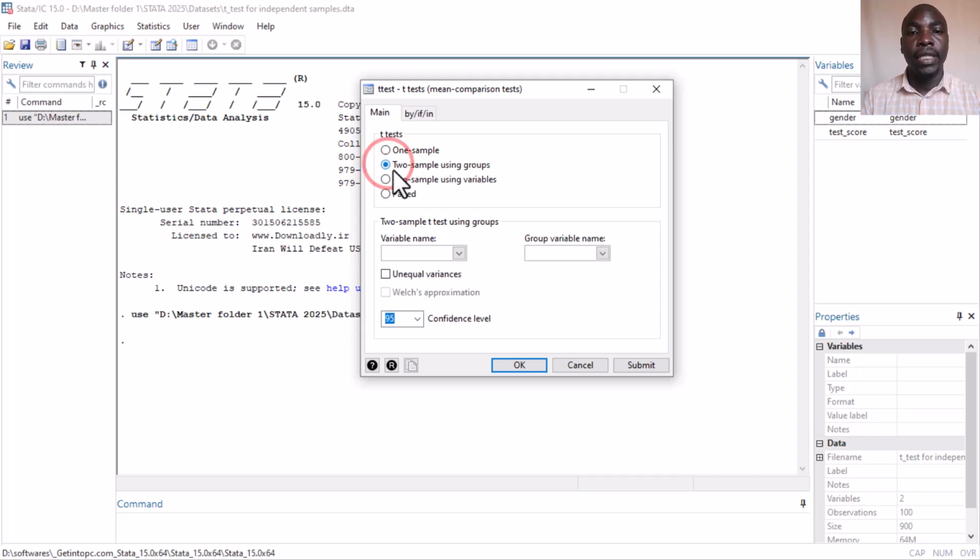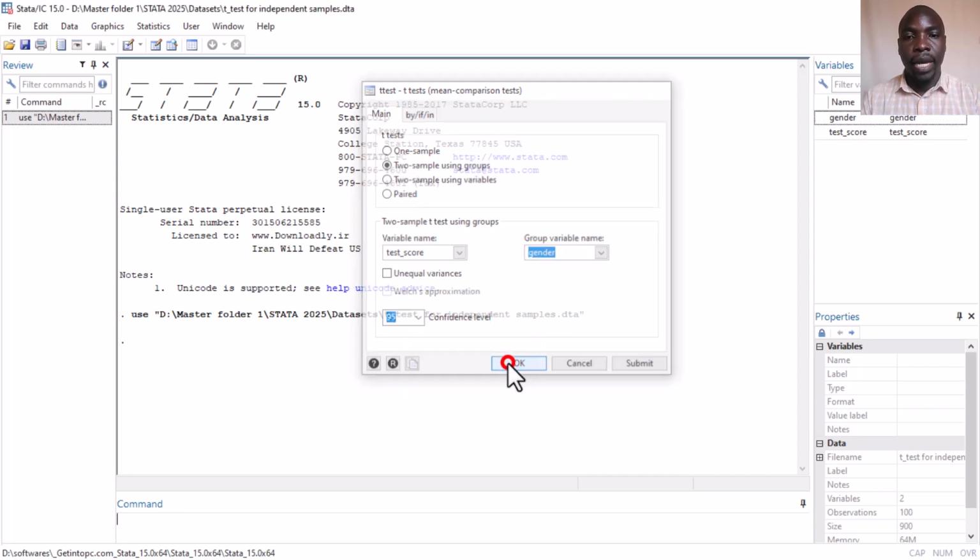Then click on it and we specify what is the variable name, the outcome numerical variable, which is test score, and what is that grouping variable. In this case, it is gender, because we are going to compare males and females. That's the grouping variable, and click OK.